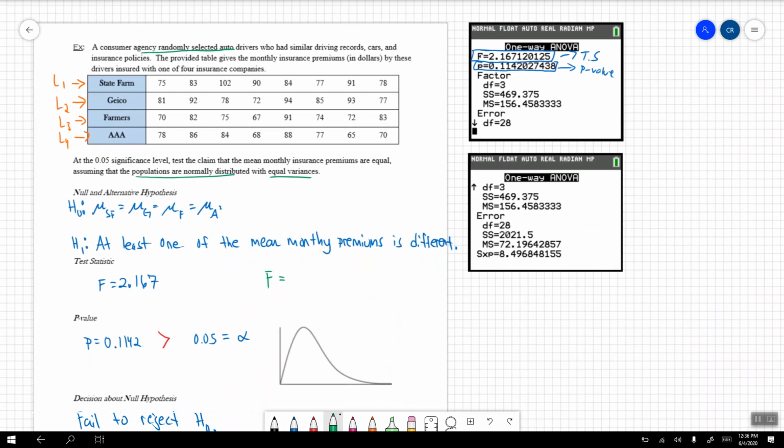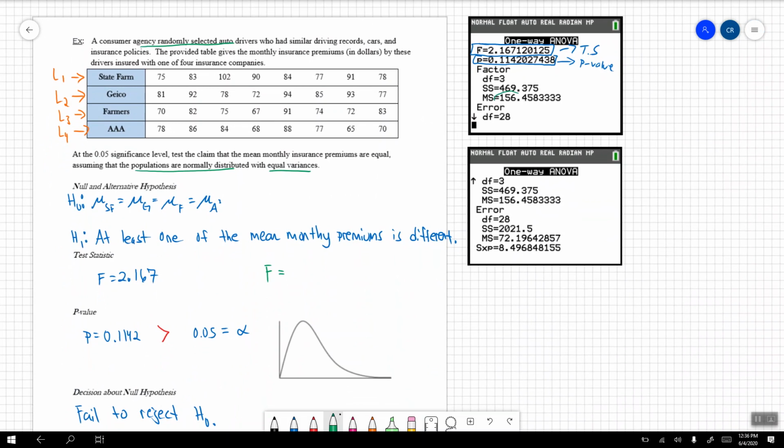Now, look at the mean squares of the factor. That's right here. That's 156.4583 divided by the mean square of the error. The mean square of the error is here, which is 72.1964. So if you do this division on your own, you're going to find that you actually get this value.